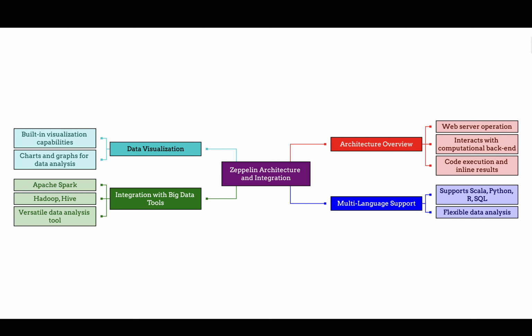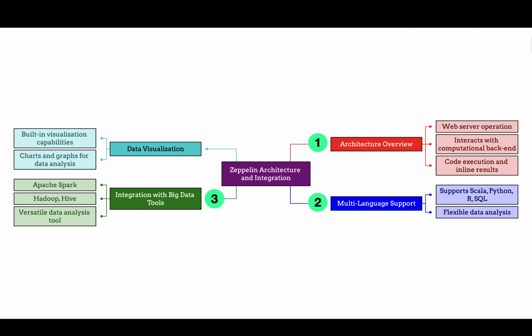Zeppelin architecture and integration. 1. Architecture overview. Zeppelin operates as a web server and interacts with a computational backend, like Spark, through interpreters. It allows users to write and execute code in various languages and display the results inline. 2. Multi-language support. Zeppelin supports multiple languages, like Scala, Python, R, SQL, in the same notebook, allowing for flexible data analysis and processing.